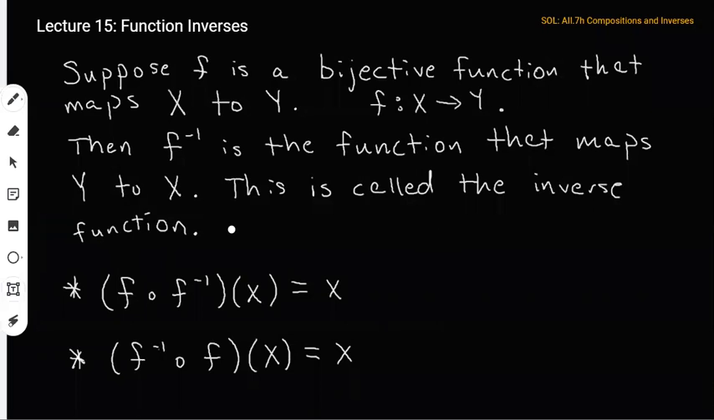We can also say that if f has an inverse, then the function is invertible. So we say function f is invertible.